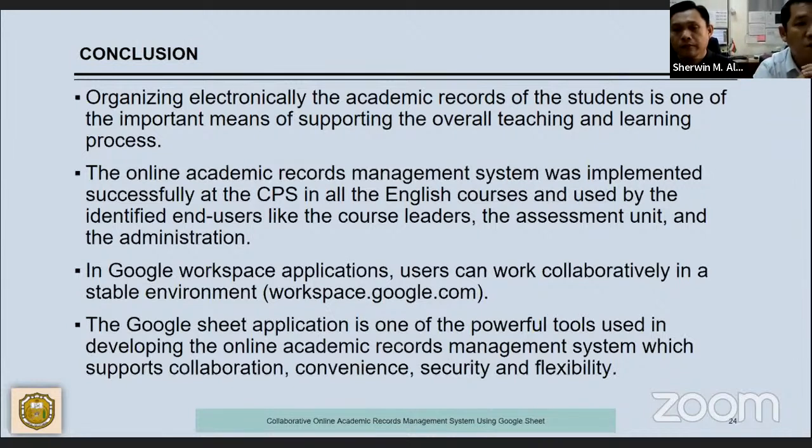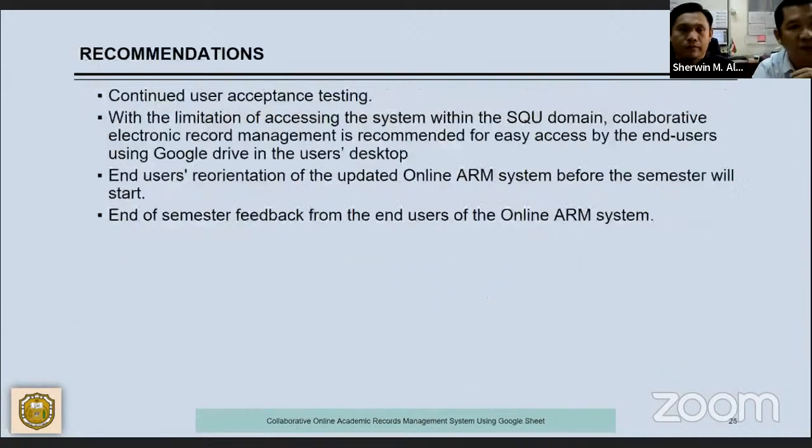With the help of information technology, generating students' performance can be done both fast and easy. In Google Workspace applications, users can work collaboratively in a stable environment. The Google Sheet application is one of the powerful tools used in developing the online academic records management system, which supports collaboration, convenience, security, and flexibility.